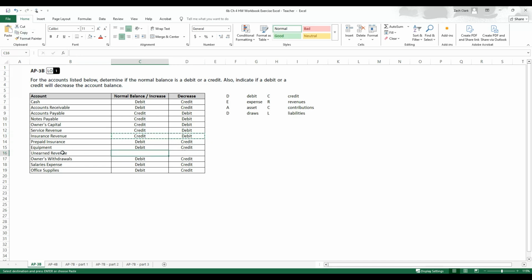And finally, unearned revenue is a liability. Remember, that's the liability that is created when you receive money from a customer and you haven't yet earned it. You haven't provided the services. It's a prepayment by your customer, but you have the cash. And so it creates this liability called unearned revenue. And just like with all the other liabilities we saw, it increases with a credit as well.